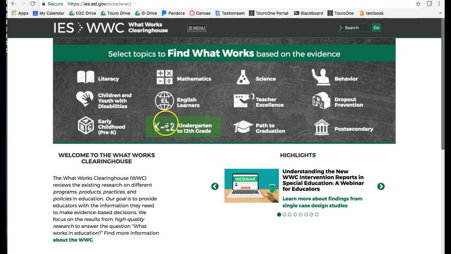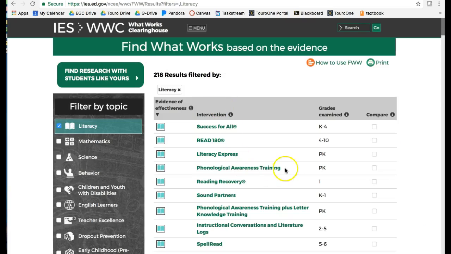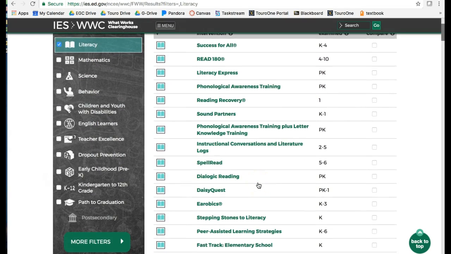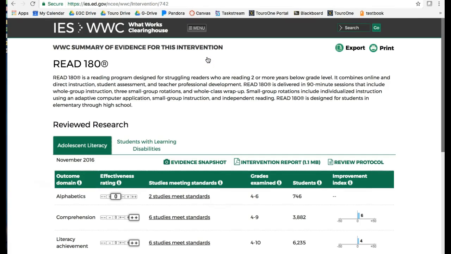So for example, if I am looking at working on literacy skills, then I can click on this website and hopefully it will load soon. It's on the slower side right now. And then you can read about these different reading programs and see if maybe the one that your district is using is listed here. So we'll look at Read 180, which is used in a few districts.